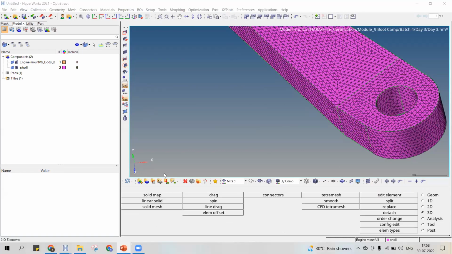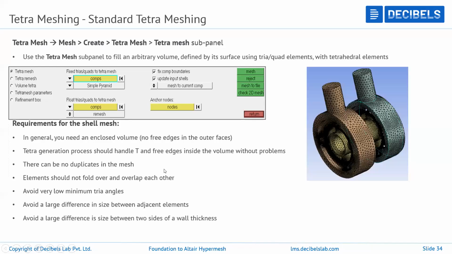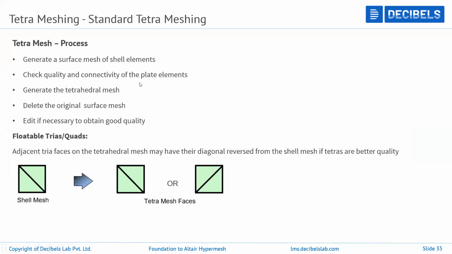Okay, this is what we have discussed in the volume tetra mesh. Then we will move to the standard tetra mesh. And I said, the advantage of using a volume tetra mesh is that it will avoid different sizes of adjacent elements. It means we can have control over the mesh. We can control the mesh by selecting the surfaces. We'll do some standard tetra mesh using the same geometry.